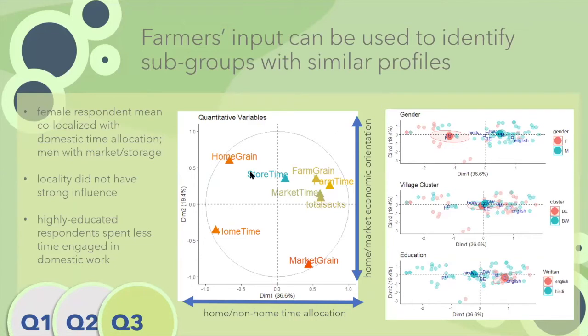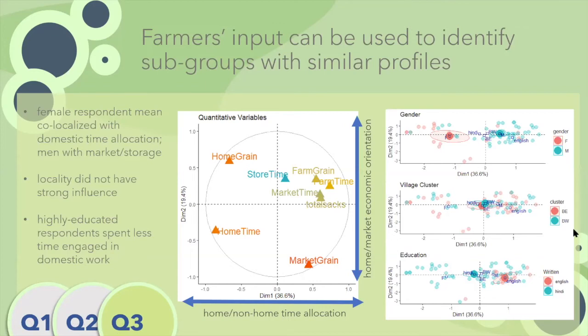And for the purpose of this presentation, I'll present it in a similar way to a principal components analysis. So basically, we were able to see on this quantitative variables factor map the coordinates of time allocation and grain allocation scores. And we were able to determine that this first dimension is essentially representing an axis of home versus non-home time allocation. And the second axis is representing home versus market economic orientation. And then if we split our population into several subgroups of interest, we can understand the extent to which these populations have predictable or unpredictable needs or interests.